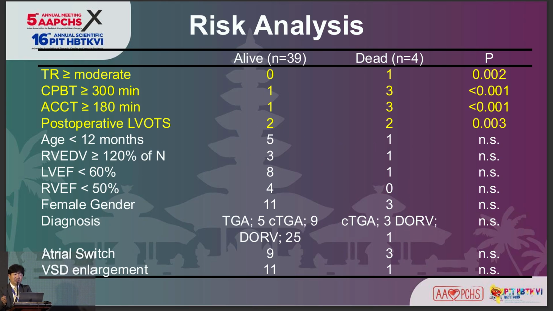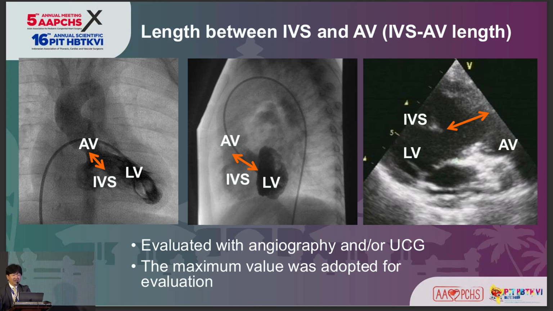For the risk factor analysis, TR was more than moderate, comparing alive and died patients. The number of patients who died is very small, but there are still some arrhythmic problems. Then the length between the IVS and the aortic valve, the IVS to AV valve length. Recently there are lots of modalities, like 3D models, and Dr. Seo presented yesterday how quickly CT can be converted into beautiful 3D virtual models.